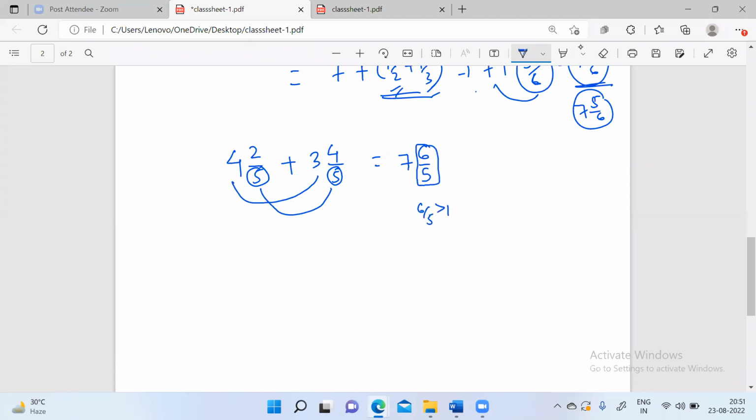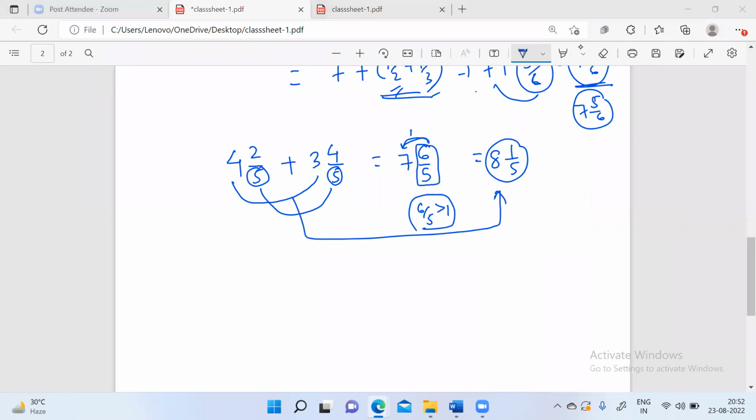6/5 is greater than 1. So what I'll do is I'll remove 1 from here, like I'll remove 5/5 from this place, and remove 1 from here to here, and I'll give it to 7. It will become 8, and the 5/5 will be removed. Then you will be left with 1/5. So the final summation will be this. Is it clear to everyone?